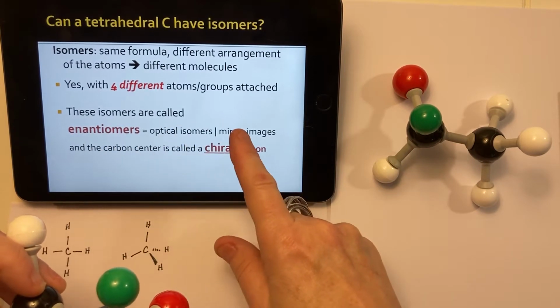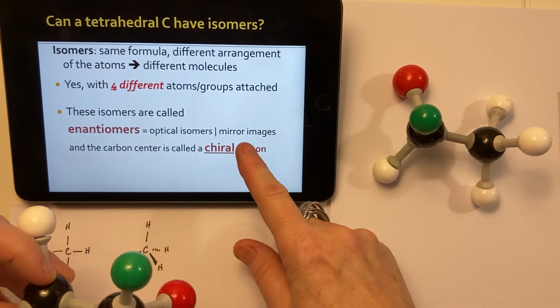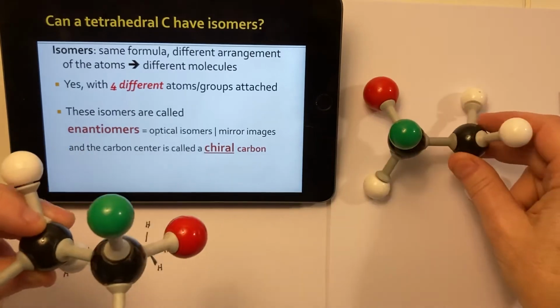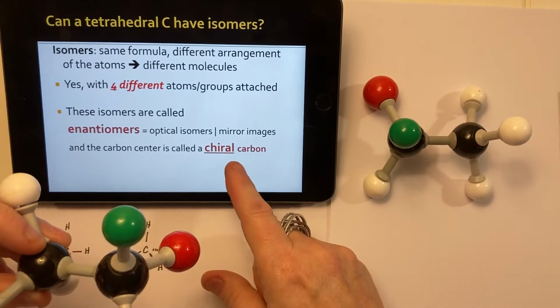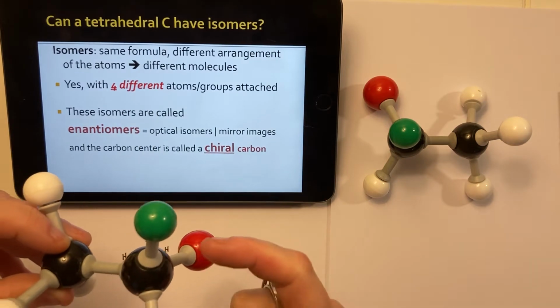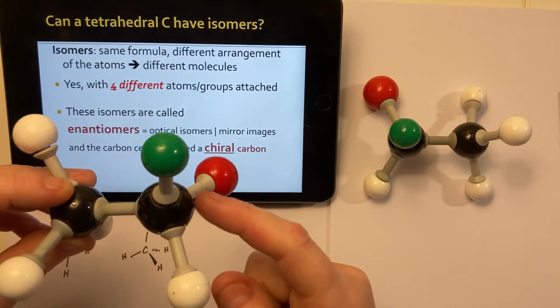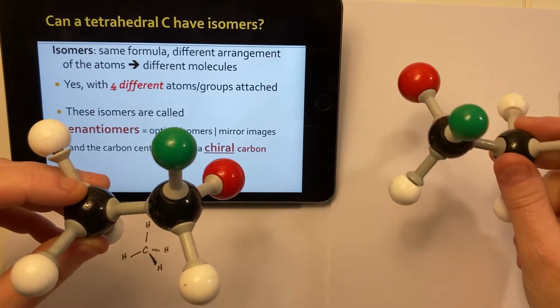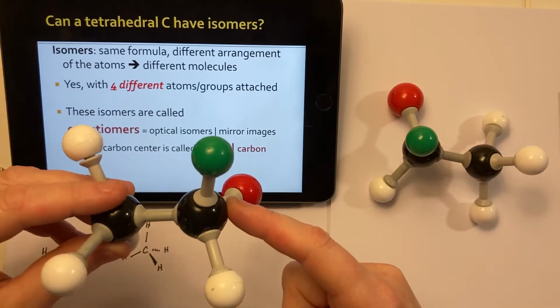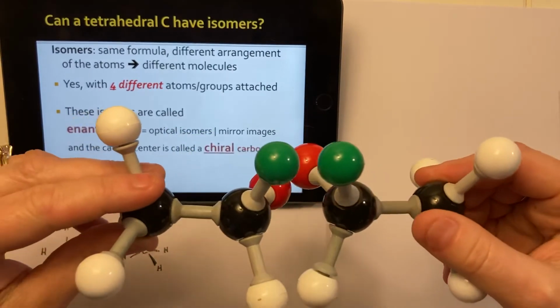It has some kind of optical feature and, in fact, a mirror image. Mirror image. And then we further add a term. We say that the carbon that has 4 different groups attached is referred to as a chiral carbon. That's a chiral carbon, and that comes from the Greek that means hand. Wow.